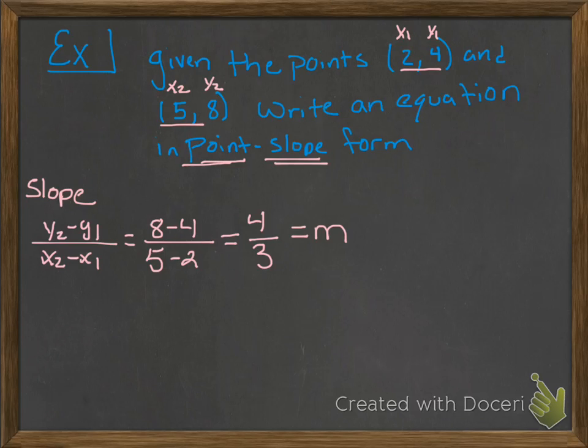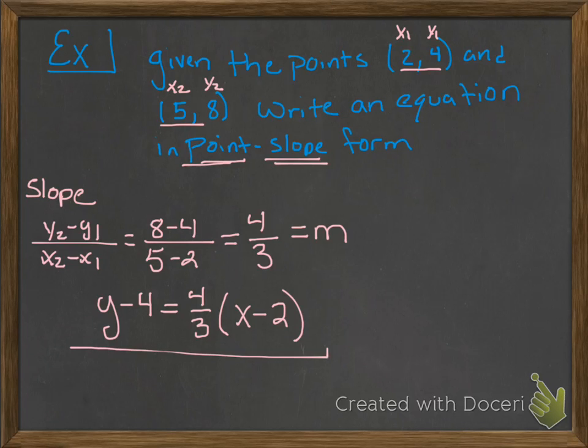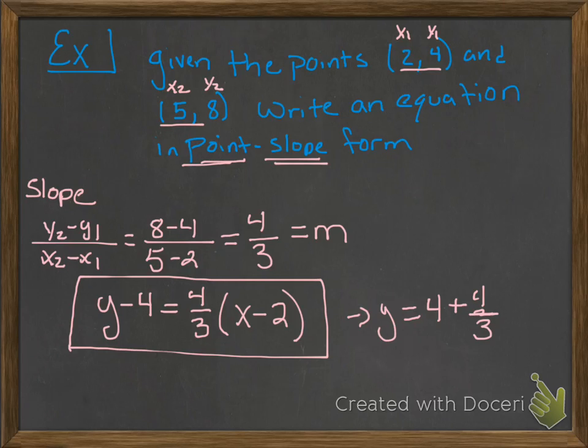Now all I have to do to write it in point slope form is y minus my y1, which is 4, equals 4/3 times x minus my x1, which is 2. And we've written it in point slope form. Now if we like to have it y equals, we could add that 4 and it becomes y equals 4 plus 4 over 3 times x minus 2.